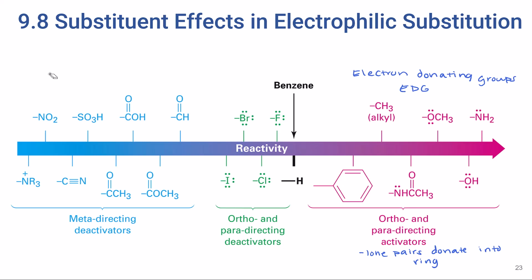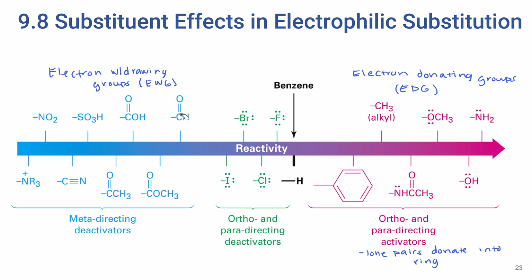Electron withdrawing groups are those groups that have an atom that is multiply bonded to another one. These pull electron density out of the ring and slow reactions down. They're deactivators and are also meta-directors.